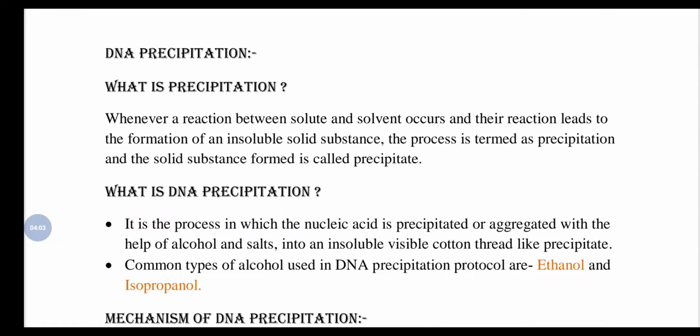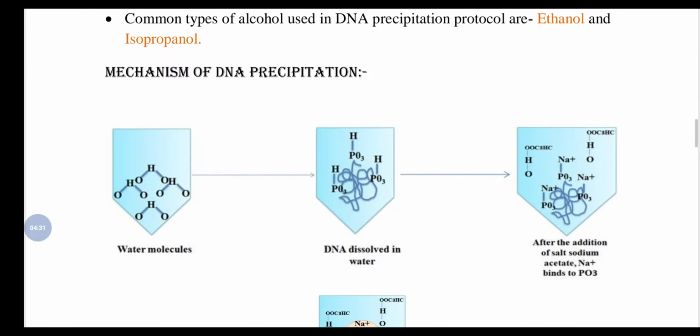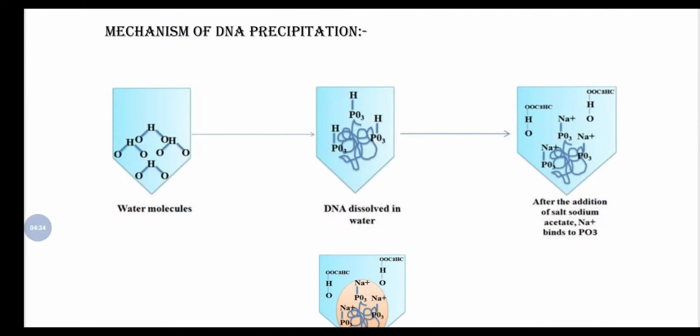The common alcohols we use for this procedure are basically of two types: one is ethanol and the other is isopropanol. Though there are other alcohols like methanol that we could use, we don't generally use it. We will discuss why we don't use methanol in place of ethanol and isopropanol. Now, getting started with the mechanism of DNA precipitation, how the DNA precipitates after using the salts and alcohol, how we get the precipitated DNA, a thread like visible substance.